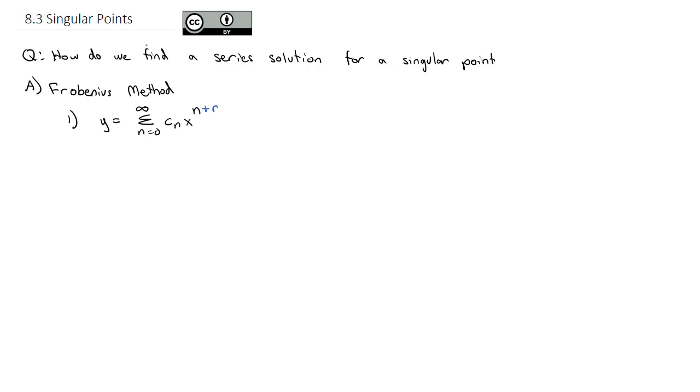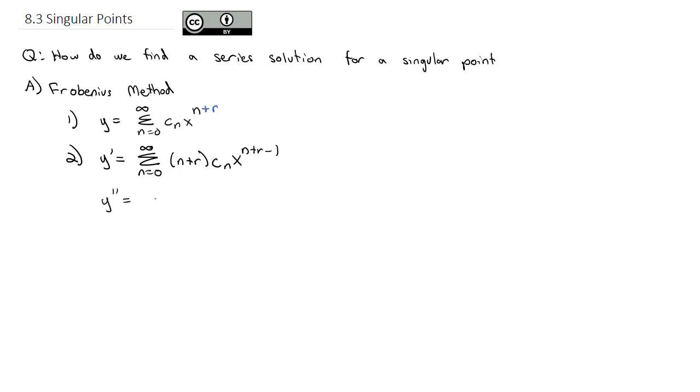And so now we have an equation with two unknowns, the c sub n that we already know how to find, and the r. Well, what's nice about this is we can still take derivatives. y prime is equal to, now here's what's interesting, very different than a power series. With a power series, the first term was a constant. Here, the first term is not a constant, so it does not go to zero. It does not disappear. So we have n going from 0 to infinity, bringing the exponent out front, n plus r times c sub n x to the n plus r minus 1.